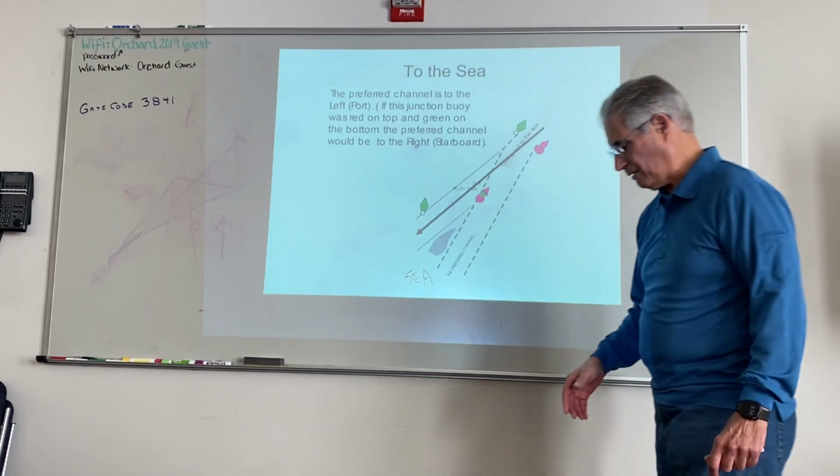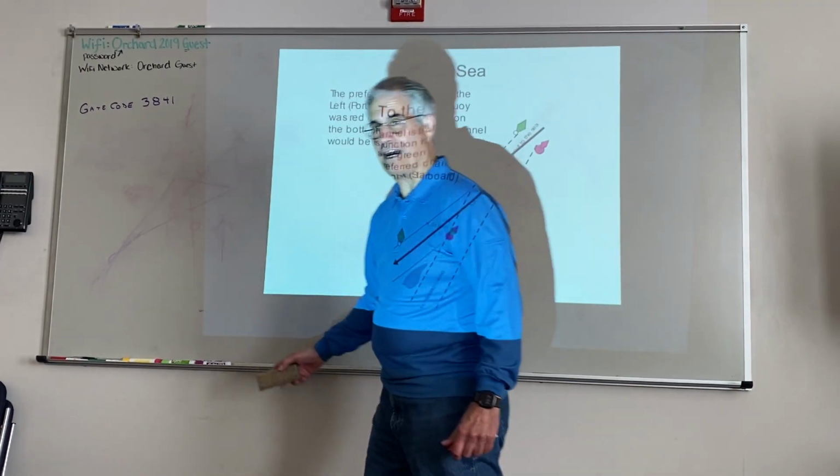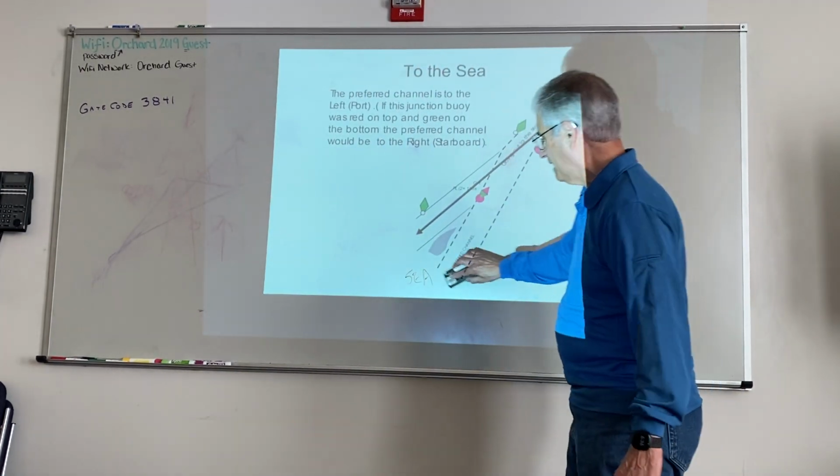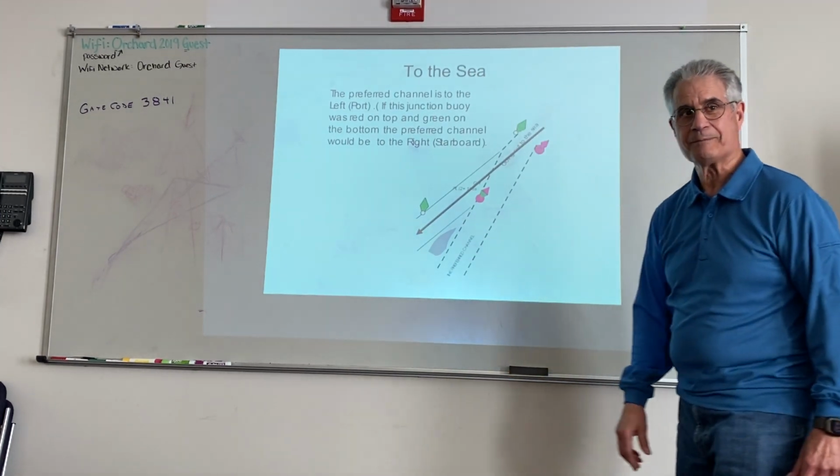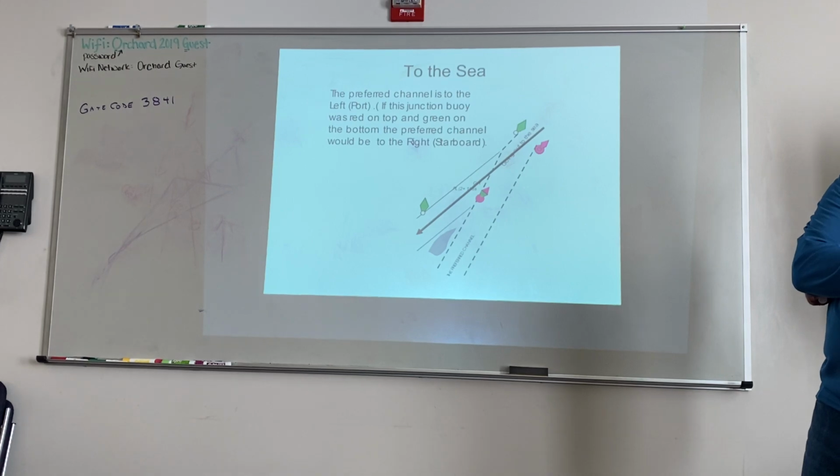Now, how do you know which way is towards the sea? Sometimes people aren't sure which way it is to the sea. The Atlantic Sea. It's out the St. Lawrence. The water always flows towards the sea, right? So whatever way the water is flowing, that's towards the sea.